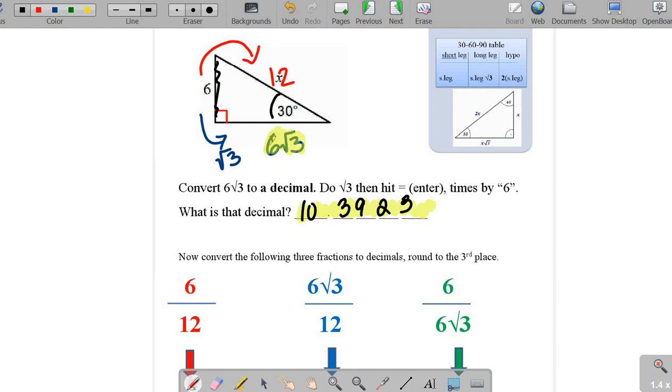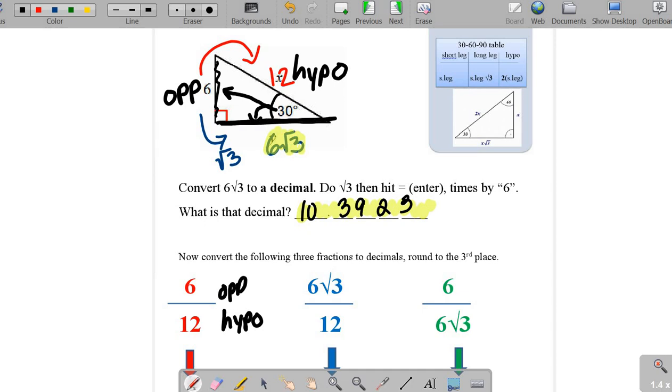One fraction, we're going to call this side the opposite side because it's opposite of the 30 that we're working with. And then this is the hypo because it's a hypo. So this is opposite over hypo. This one, 6 root 3, we're going to call this adjacent. Adjacent means next to the angle we're working with, which is 30 in this case. So we call this adjacent. And 12, again, is the hypo.